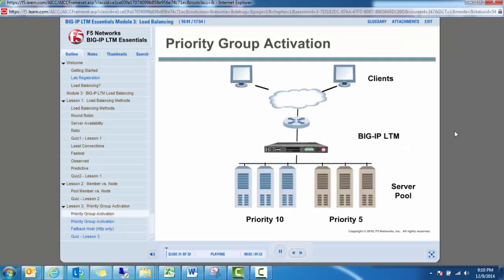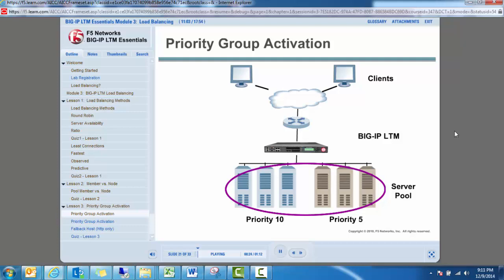Priority Group Activation allows the BIG-IP administrator to designate preferred and backup sets of pool members within a pool. This feature is often used to assist meeting client traffic demand when too many servers are unavailable. Take a look at this diagram. As you can see, all 6 servers are members of a single pool.